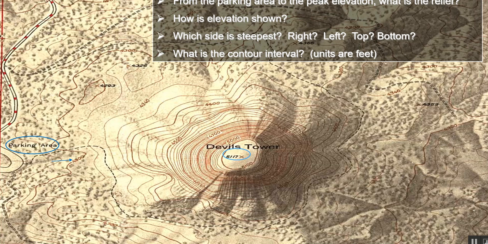Relief is just the difference between the highest and the lowest point. So all we have to do is subtract that 4280 from 5117, which gives us a relief of 837 feet. That means that when you're walking from this parking area all the way up to the peak, the difference in height of where you're standing is a total of 837 feet, which is pretty high. So you've got to be kind of brave to climb those high peaks.